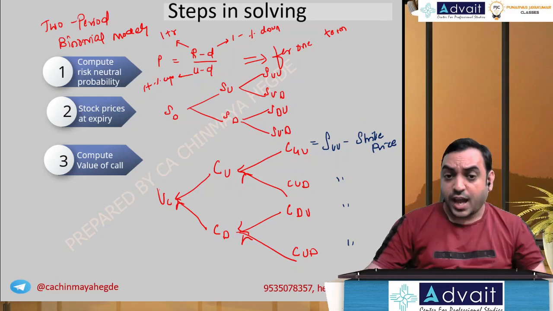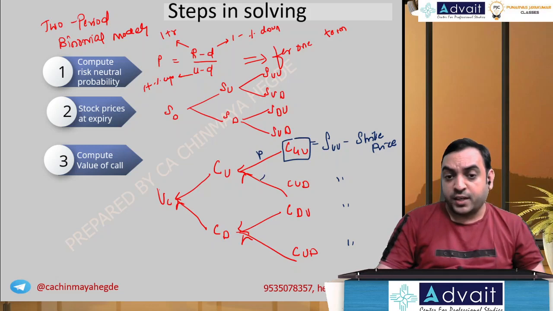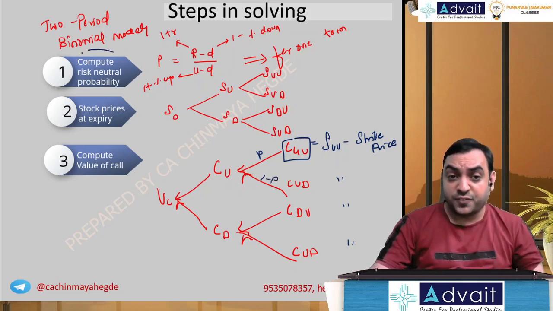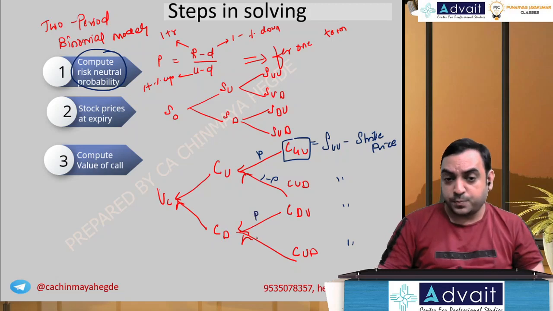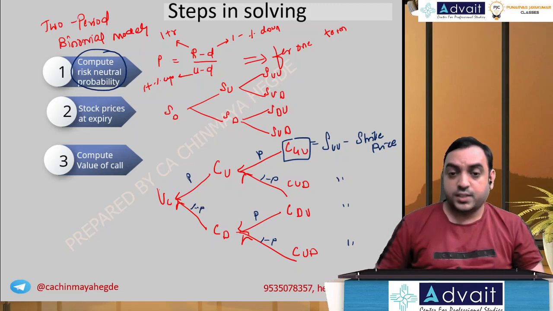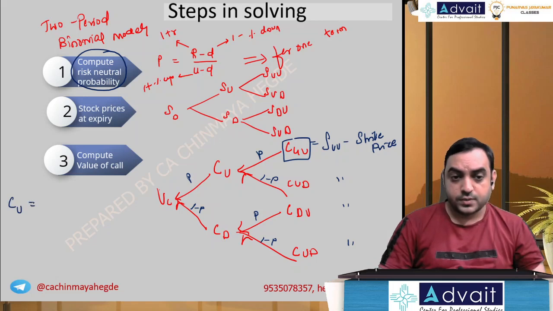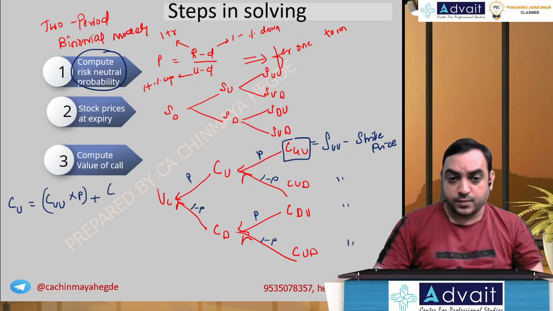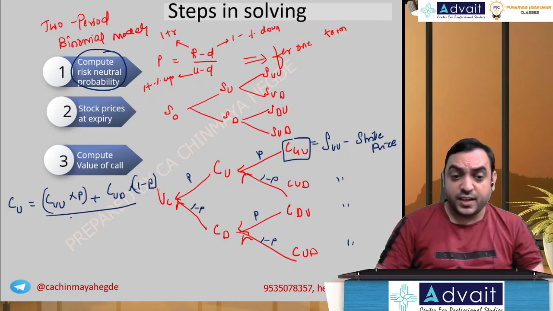Now these numbers I am going to multiply by probability. The probability of going up is P. The probability of coming down is 1 minus P. How do you calculate the probability? In the first step also, the probability of going up is P, coming down is 1 minus P. So how do we calculate CU? That is CUU, the intrinsic value, multiplied by probability, plus CUD multiplied by 1 minus probability. This will give me the expected value, divided by 1 plus R. I come back.